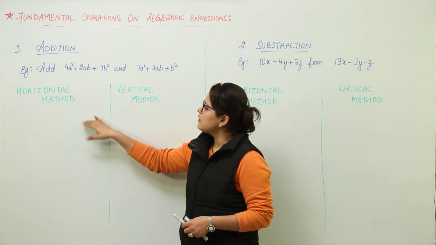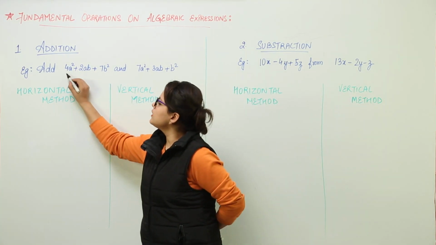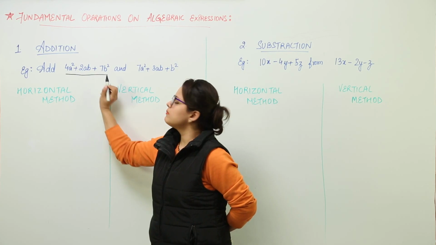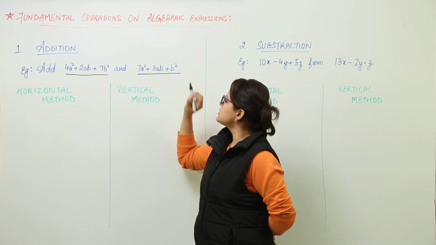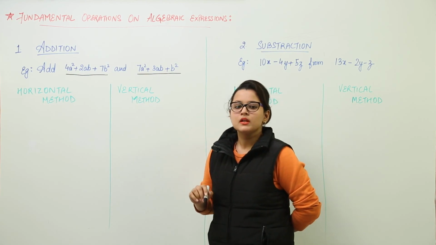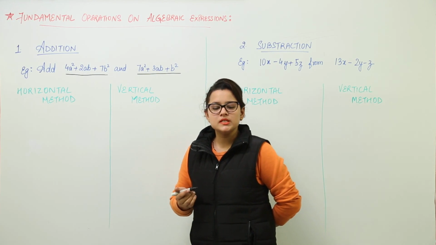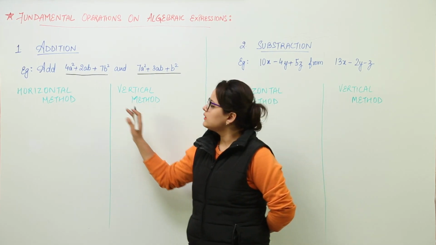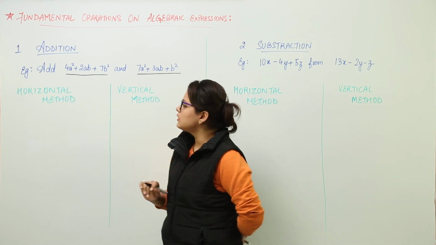For addition, we have taken the example of two expressions. One is 4a square plus 2ab plus 7b square, and the next is 7a square plus 3ab plus b square. Now I am going to teach you two ways to do this addition, but one at a time only. So let us do it by the horizontal method first.